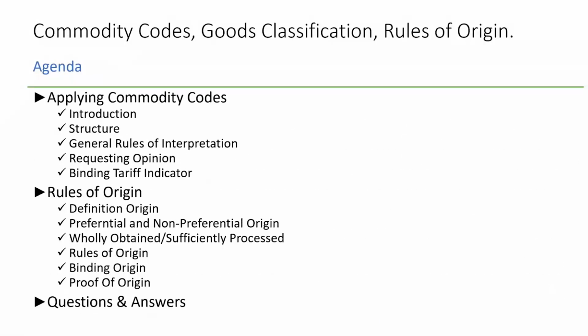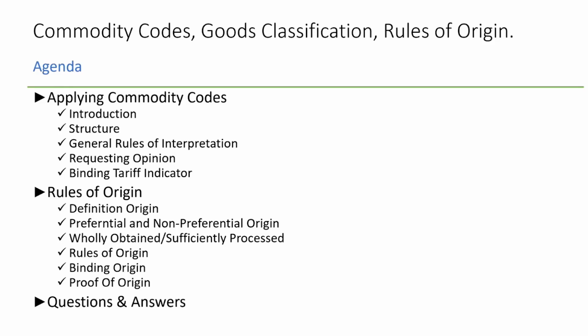What we're going to focus on today is applying commodity codes, an introduction to what they are, how they're structured, the general rules of interpretation, and the reason I'm going to focus a fair amount on these is that when you go to classify something, you have to be bearing in mind the general rules of interpretation, and those guide you towards selecting the correct commodity codes, right? So we'll be going through what those general rules of interpretation are. How to request an opinion.